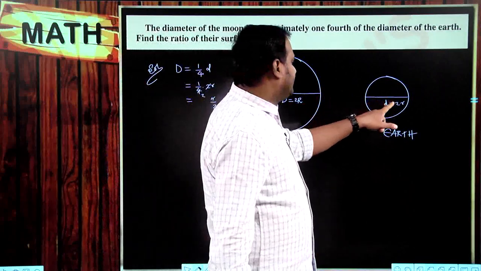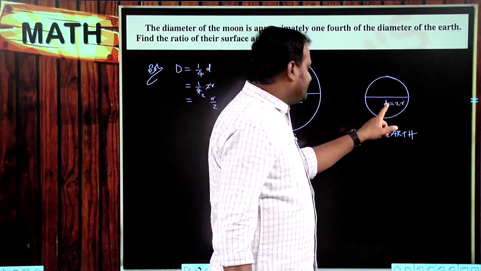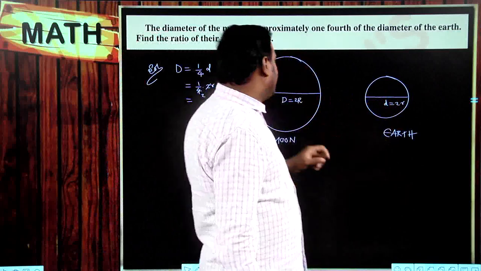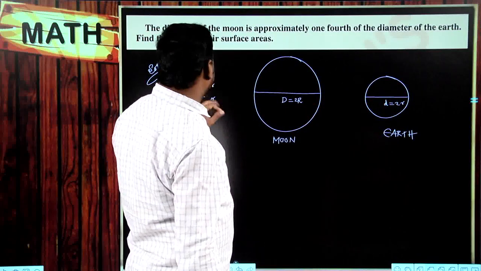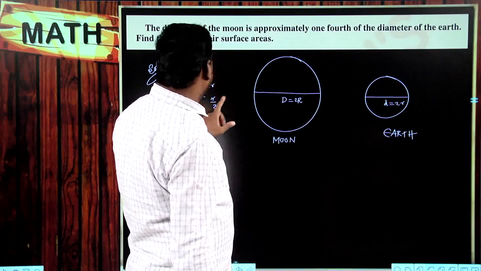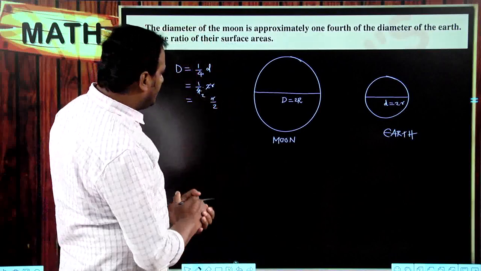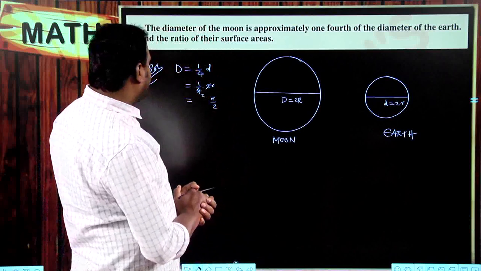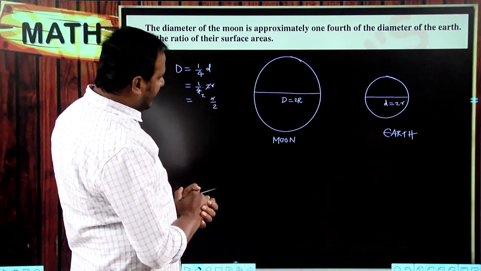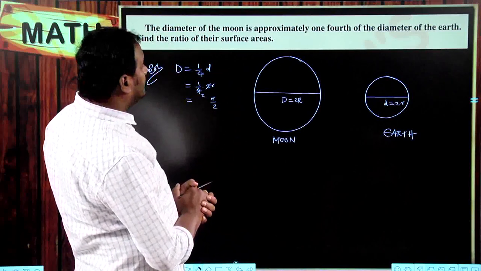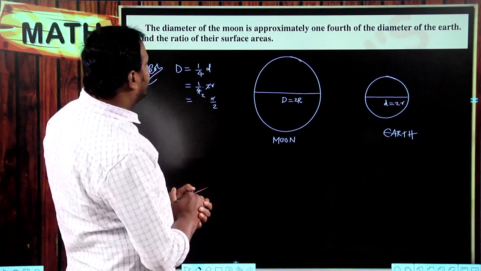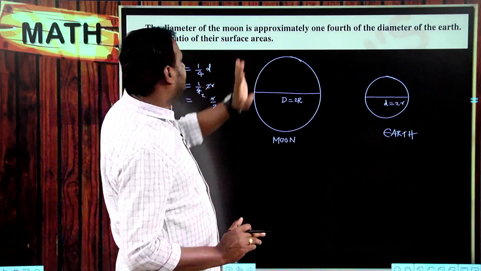So, the diameter of the earth is equal to 2 times radius. So, 2 into r, I substituted, 2 ones and 2 twos. So, that is going to be r divided by 2. So, diameter is equal to small r divided by 2. Okay. And then what are we going to do here? So, we are going to find out the ratio of the surface areas.